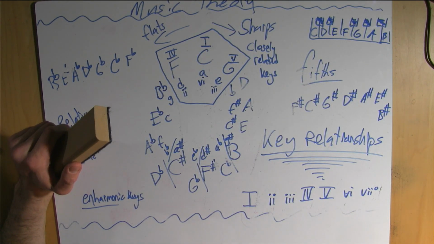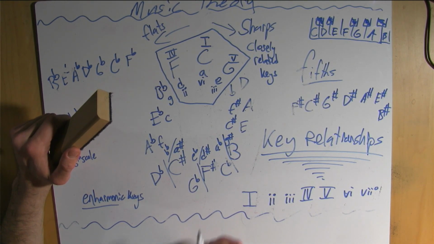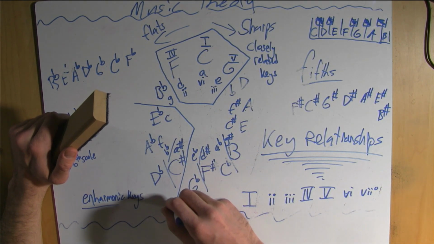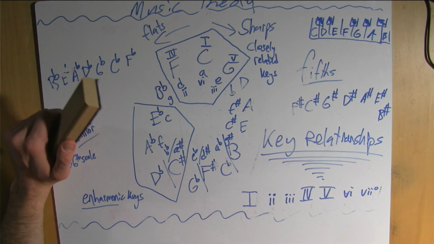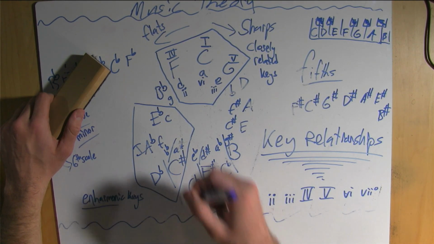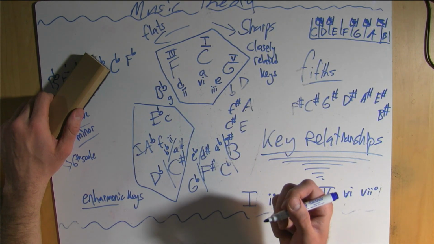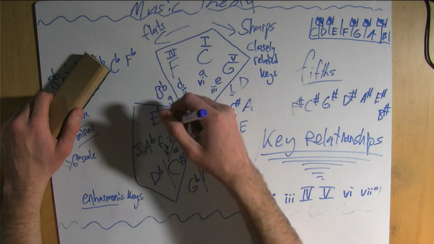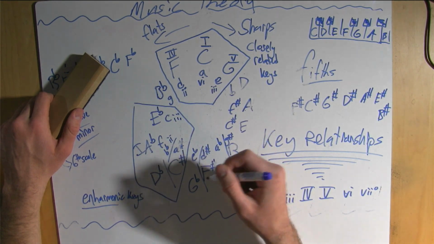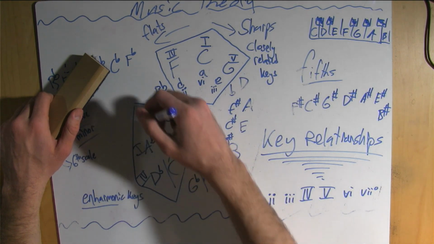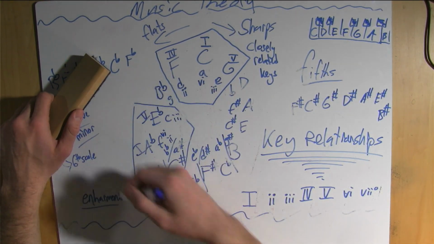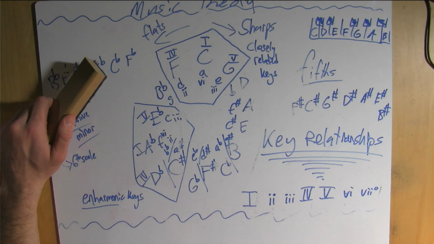This works everywhere on the circle of fifths. So I'm going to draw one over here. It's not exactly a pentagon, but that's okay. So A flat major, 1. What's 2? B flat. What's 3? C minor, right? What's 4? D flat major. What's 5? E flat. What's 6? F minor. Those are the closely related keys to A flat major.